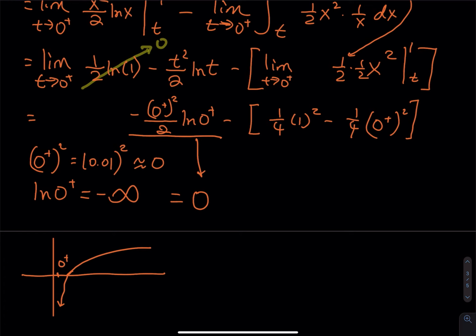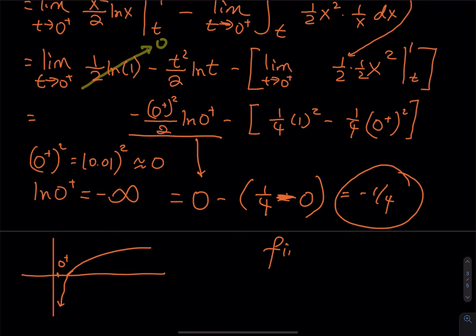And then we have a minus 1 over 4, right? So minus 1 over 4, and then the other one, you square the 0 plus, that is equal to 0 as well. So this is a minus 0. So overall, you have a negative 1 over 4. Since the area is finite, that means the integral is convergent.